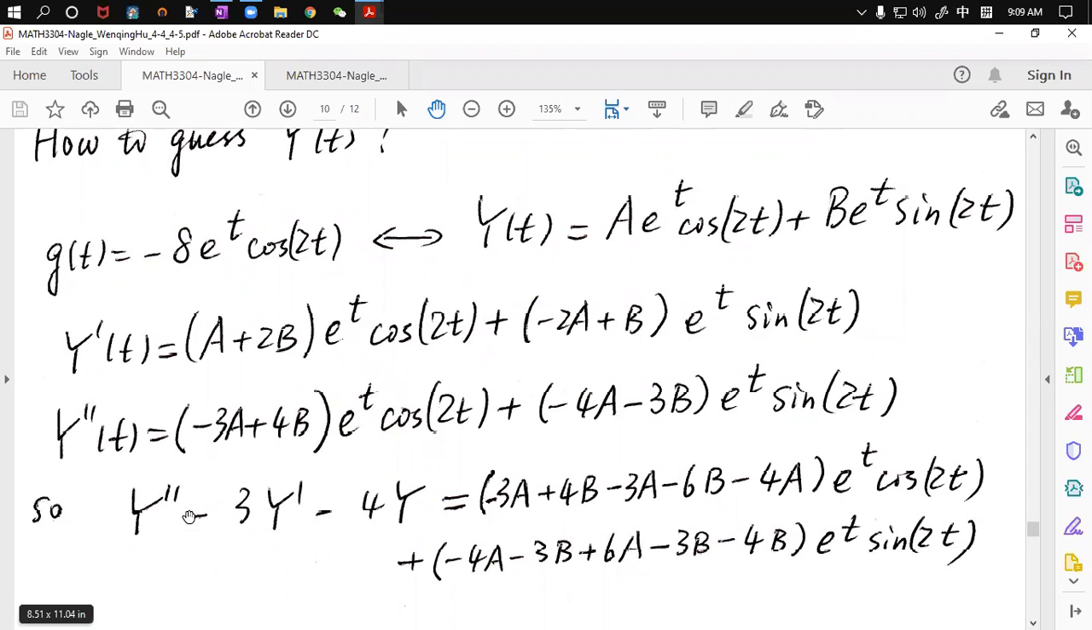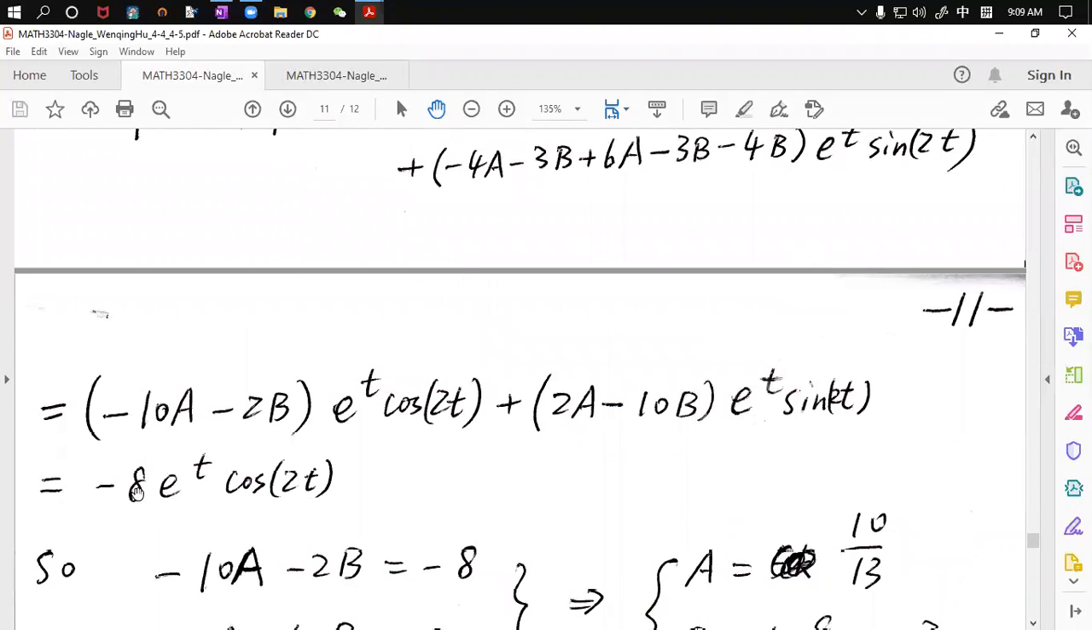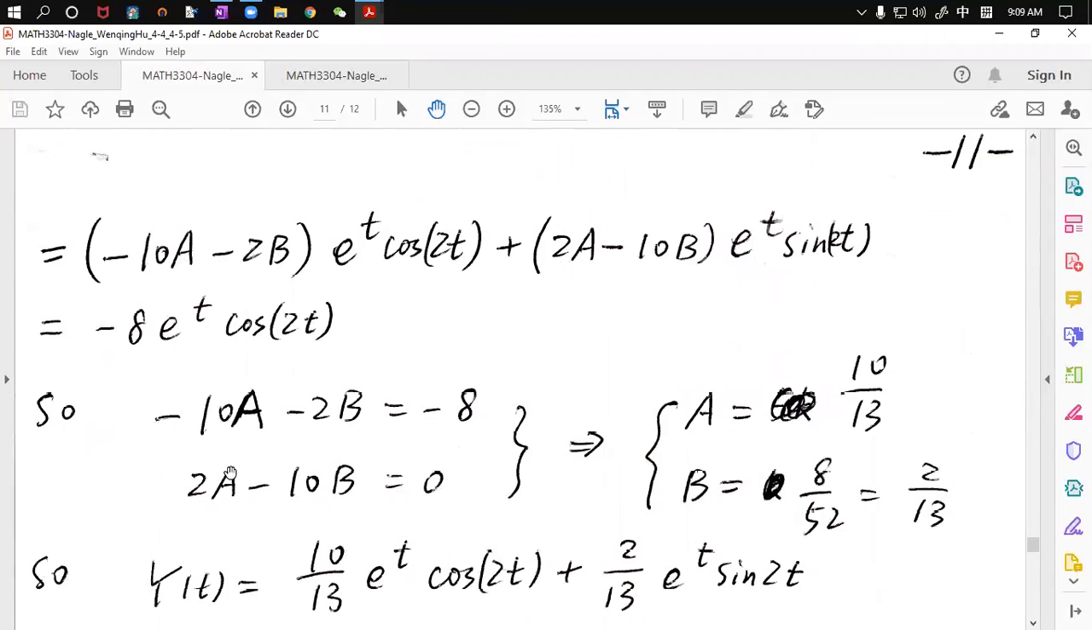You collect y double prime minus 3 times y prime minus 4 times y. So you can see that these terms are linear combinations of two terms, e power t cosine 2t and e power t sine 2t. So you just collect the coefficients. That means this term, minus 3 times this term, and minus 4 times this term. So that's kind of what happened here. And the same thing for the sine. When you put everything together, after calculations, it's minus 10a minus 2b and plus 2a minus 10b, which is equal to what you're given. And therefore, from this you can solve for a and b.